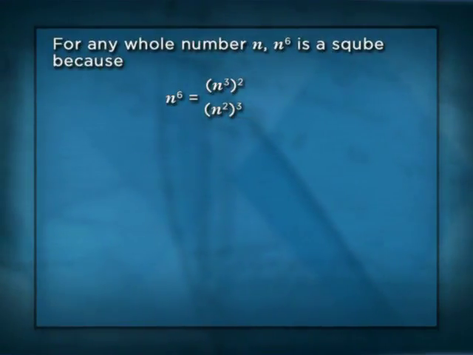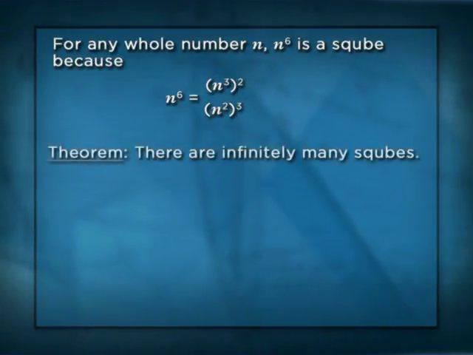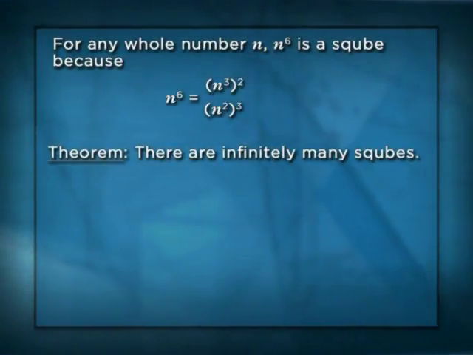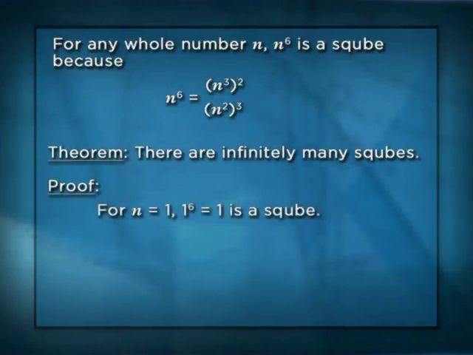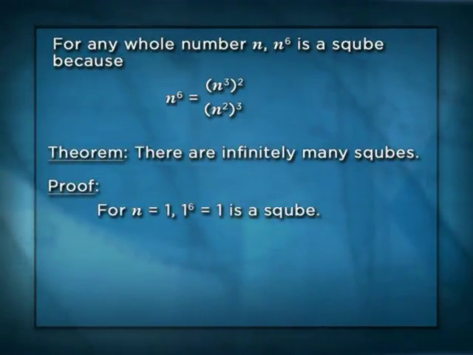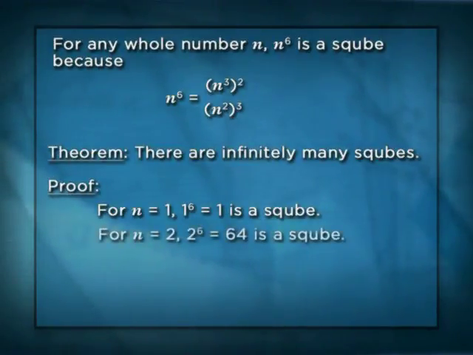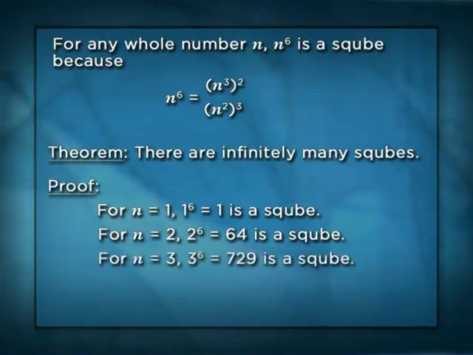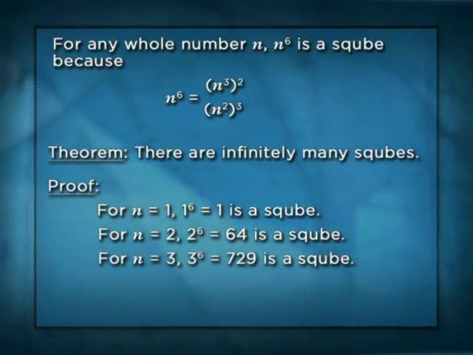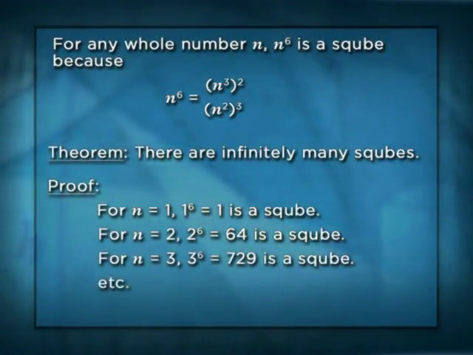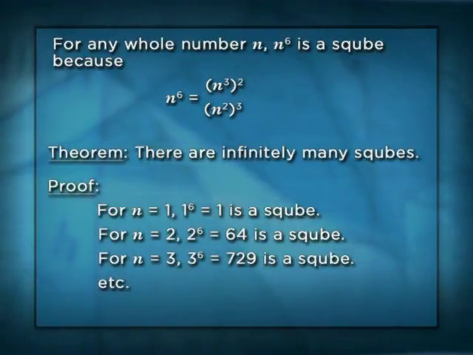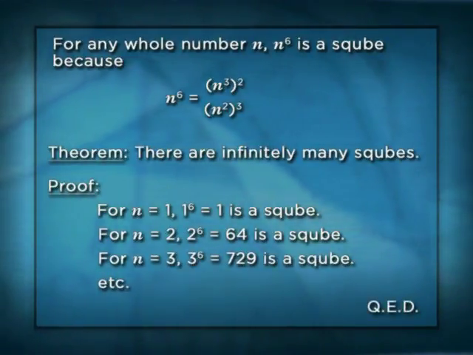Well, with that background, I can now easily prove the theorem that there are infinitely many skewbs. Why? Here's the proof. Let n be 1. 1 to the sixth is a skewb because any sixth power is. Well, 1 to the sixth is 1, sure. 2 to the sixth, which is 64, is a skewb. 3 to the sixth, which is 729, is a skewb. 4 to the sixth, 5 to the sixth, 6 to the sixth, they're all going to be skewbs, and there's infinitely many of these.